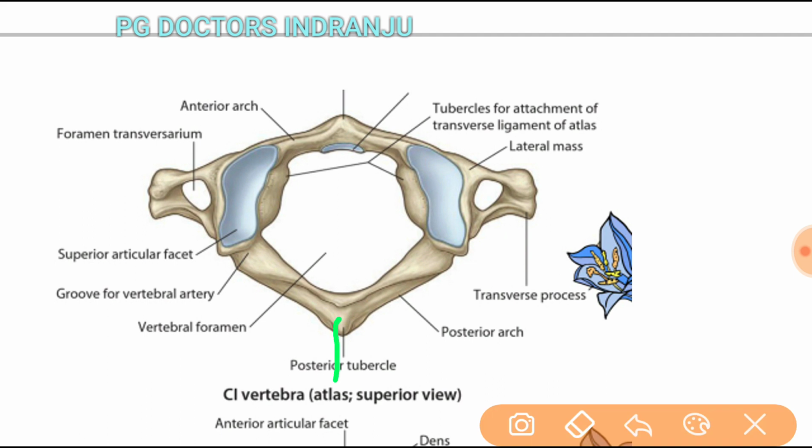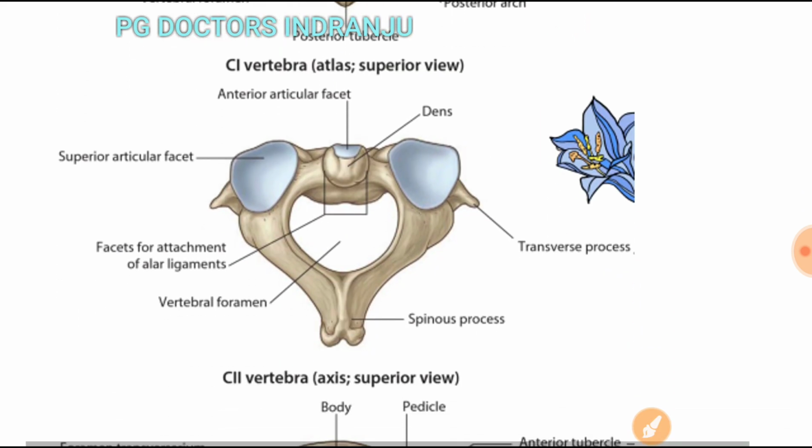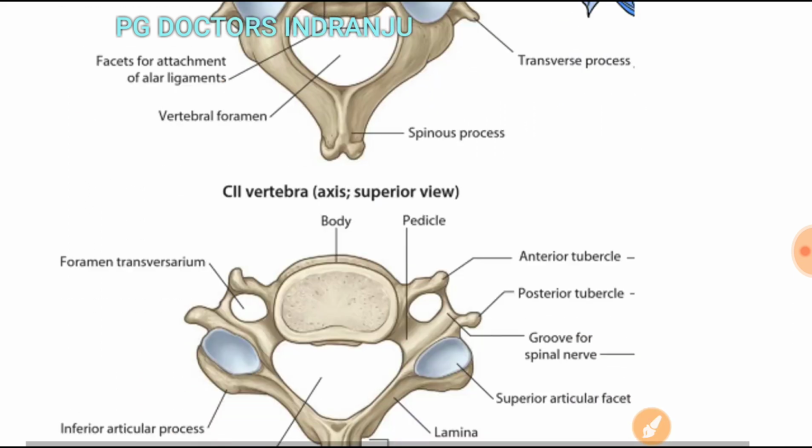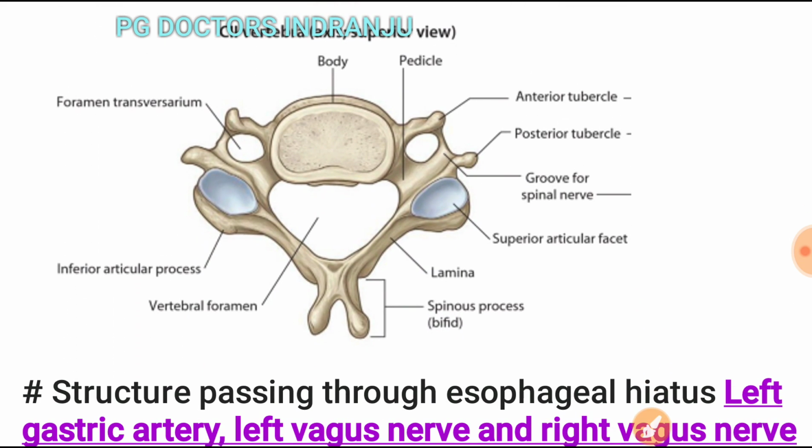Here the bifid posterior spinous process is present. This is the spinous process. Another figure showing you foramen transversarium and bifid spinous process.